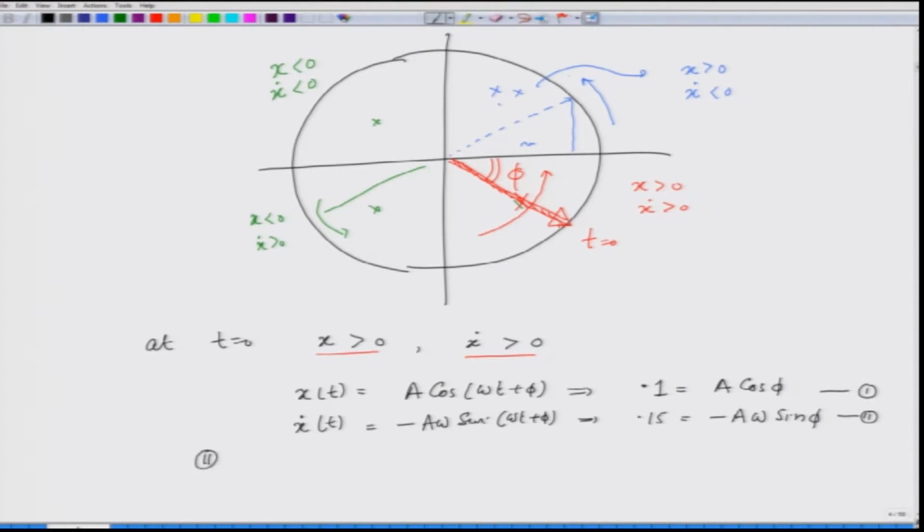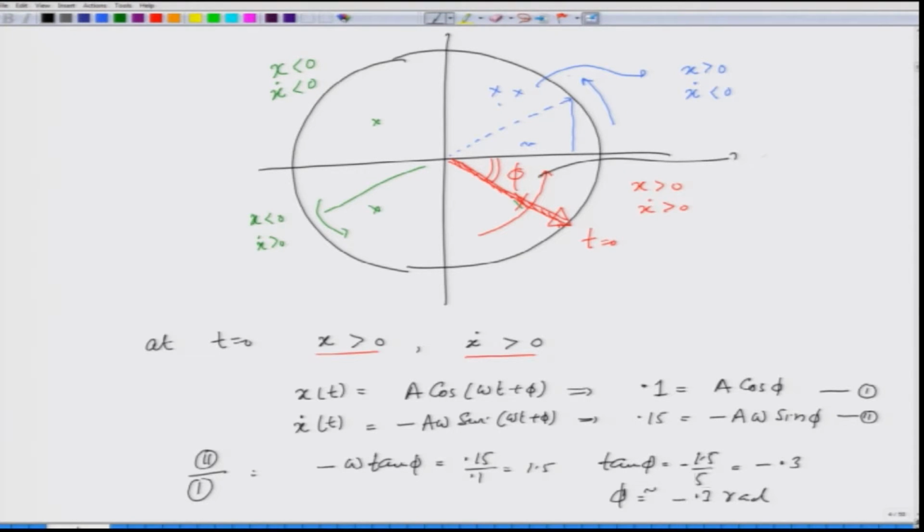If I divide equation 2 by equation 1, I get minus omega tangent of phi equals 0.15 over 0.1, which is 1.5, and therefore, tangent phi is equal to 1.5 over 5 with a minus sign, which is minus 0.3, so phi is going to be approximately minus 0.3 radians. So, you can see this phi out here is coming out to be 0.3 radians on the negative side, and then on the phasor diagram, this is how I represent the motion.